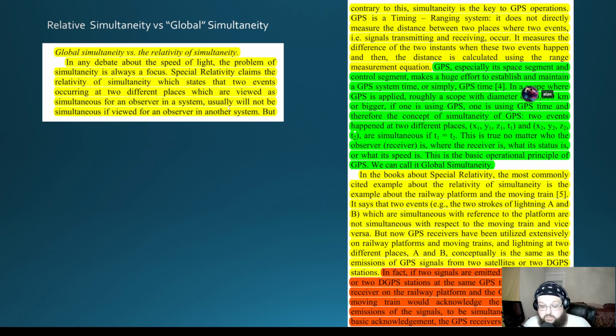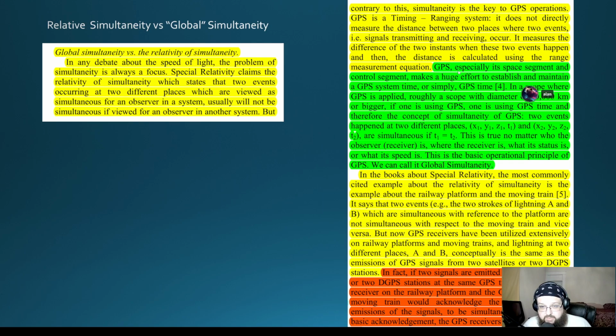This is the postulates of special relativity, so it wouldn't be. So keep that in mind. But contrary to this, simultaneity is key to GPS operations. GPS is a timing ranging system. It does not directly measure the distance between two places where two events, i.e. signal transmitting and signal receiving, occur. It measures the difference of the two instances when these two events happen, and then the distance is calculated using the range measurement equation.